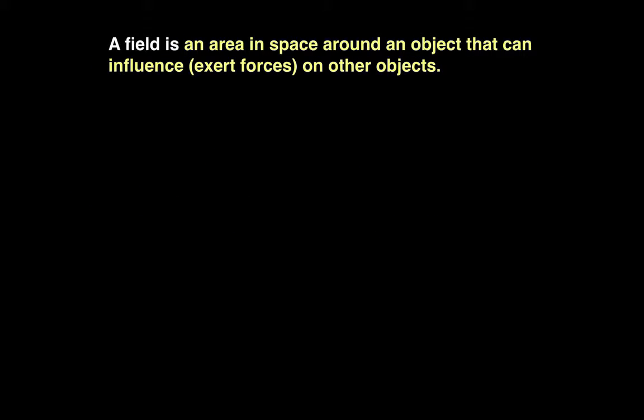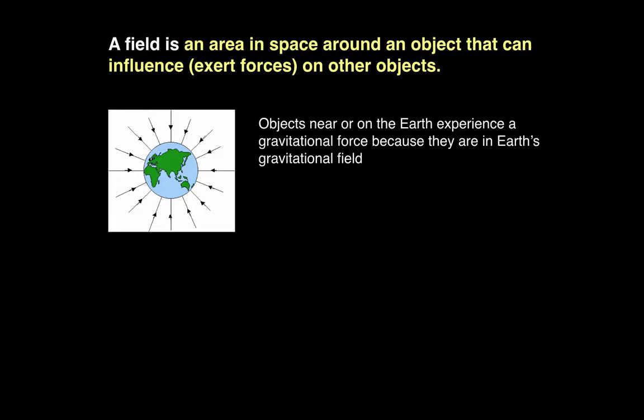A field is an area in space around an object that can influence or exert forces on other objects. Sometimes we refer to this as a force field. For example, objects near or on the Earth experience a gravitational force because they are in Earth's gravitational field. For example, a person located at this point on the Earth would fall towards the center of the Earth along the gravitational field, or an object on another location would also fall towards the center of the Earth.